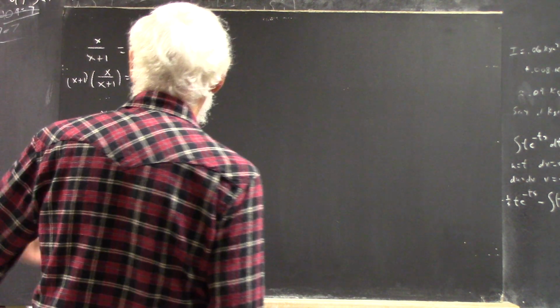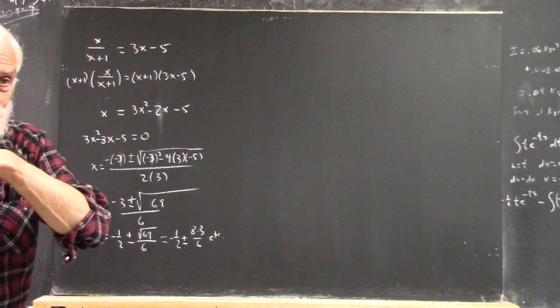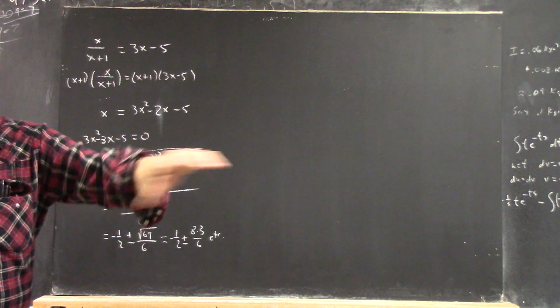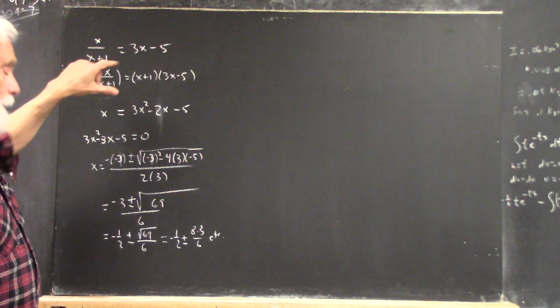Okay. So what I'm illustrating here is if you got a denominator, or more than one denominator, you multiply by a common denominator, right? If there's just one denominator, that is the denominator.